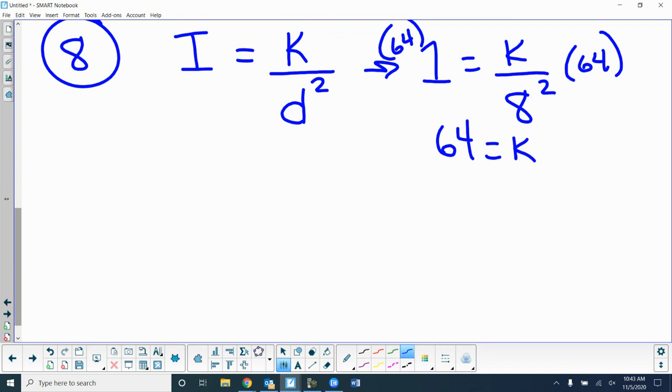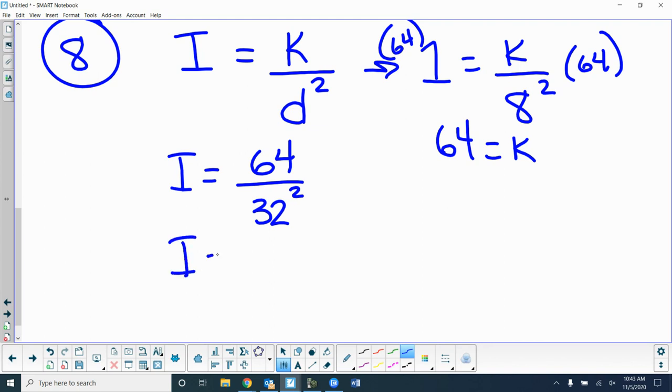Now we're not done. There's a second part. What was the intensity at a distance of 32? So I equals 64 for K, 32 for D, but remember, it's 32 squared, the answer is not 2. That's 64 divided by 32. It's actually 0.0625. Questions?